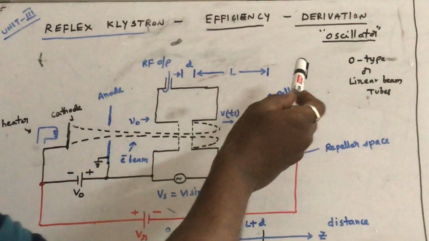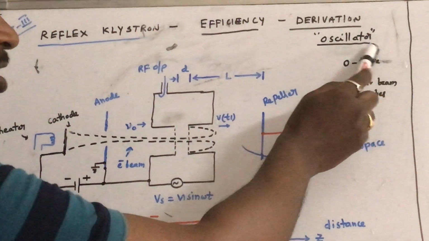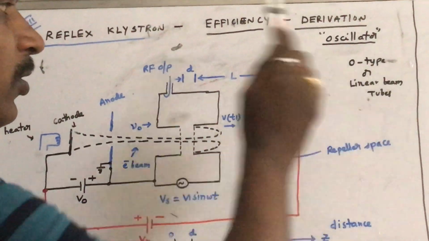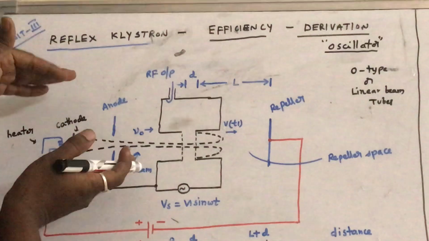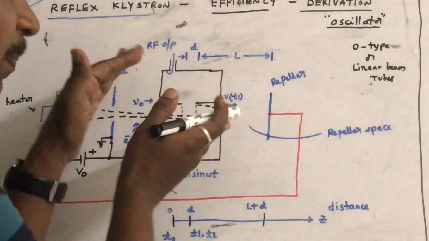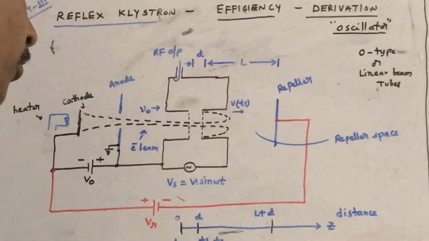I already explained that the reflex Klystron comes into the category of O-type tubes. O stands for original type tubes, which are also called linear beam tubes. The purpose of the magnetic field here is to focus the electron beam as it travels from the cathode to the repeller. That is why these tubes are called linear beam tubes.